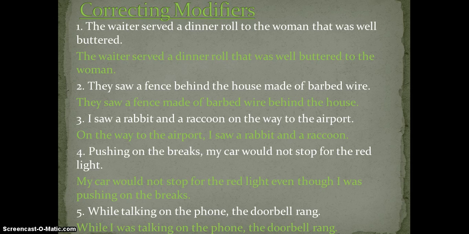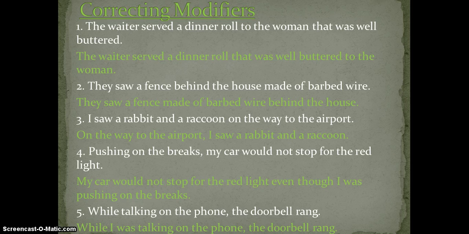Number 2, "They saw a fence behind the house made of barbed wire." Once again, we have a misplaced modifier because the house was not what was made of barbed wire. The fence was. So once again, locate your modifier, ask yourself who or what is being modified, and make sure your modifier is next to that noun, pronoun, or verb. So to fix it, we would say, "They saw a fence made of barbed wire behind the house." So now we know the fence is what was made of barbed wire.